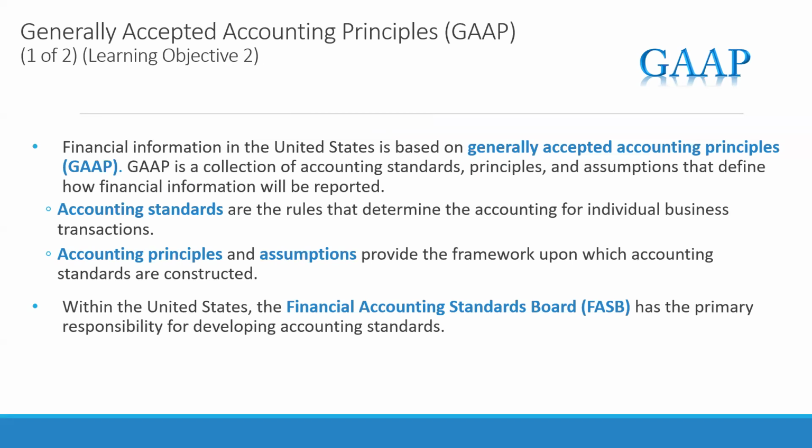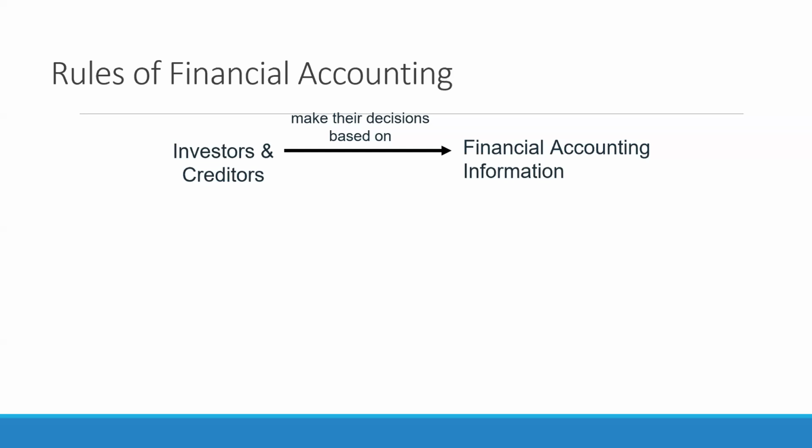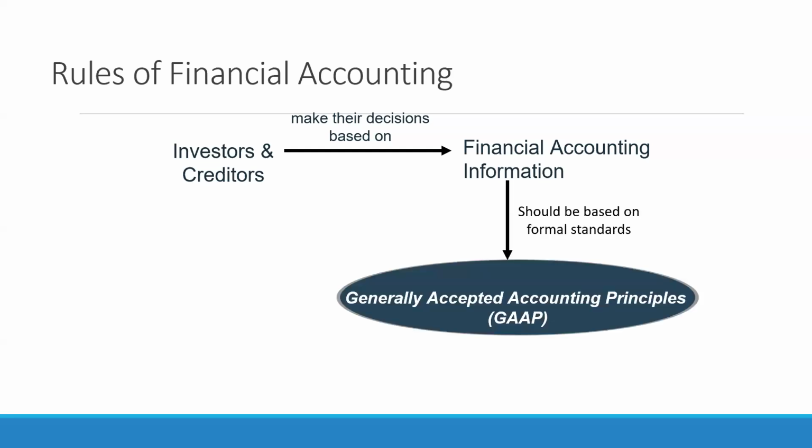They're so similar. There's just some minor differences between US and non-US accounting standards. The rules of financial accounting: investors and creditors and external parties to the business make their decisions based on the reports that we generate as financial accountants. And they're standardized using GAAP.